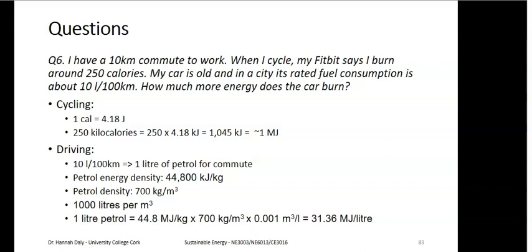And cycling is really one of the most efficient, it is the most efficient form of transport that we've ever invented. It's really miraculous.